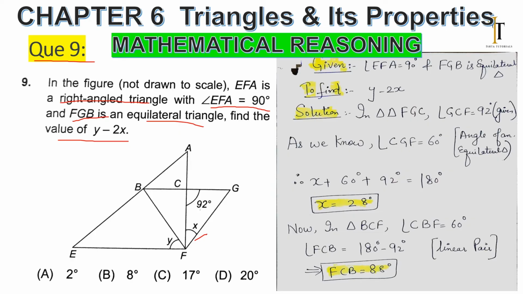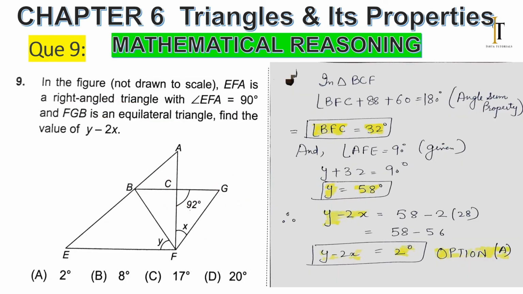Now this angle, meaning FGC, is 60 degrees because it's given that FGB is an equilateral triangle. Now on applying the angle sum property, we got x plus 60 plus 92 is equal to 180, right? Therefore x is equal to 28 degrees. Okay, now in triangle BCF, meaning the right hand side triangle, angle CBF, this one, is equal to 60 degrees, again the same reason, equilateral triangle. But here they are forming a linear pair. Therefore FCB is equal to 180 minus 92, and FCB is equal to 88 degrees.